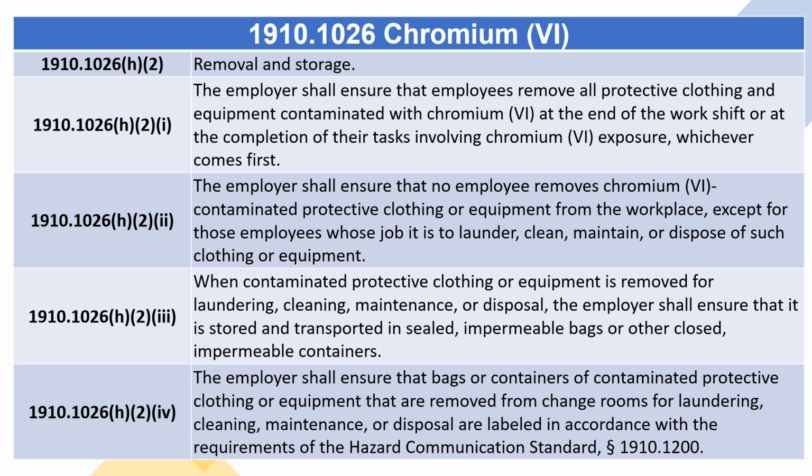When contaminated protective clothing or equipment is removed for laundering, cleaning, maintenance, or disposal, the employer shall ensure that it is stored and transported in sealed, impermeable bags or other closed, impermeable containers. The employer shall ensure that bags or containers of contaminated protective clothing or equipment that are removed from change rooms for laundering, cleaning, maintenance, or disposal are labeled in accordance with the requirements of the Hazard Communication Standard, section 1910.1200.